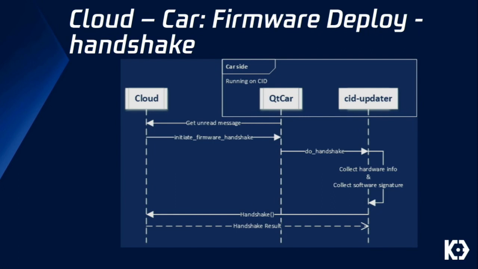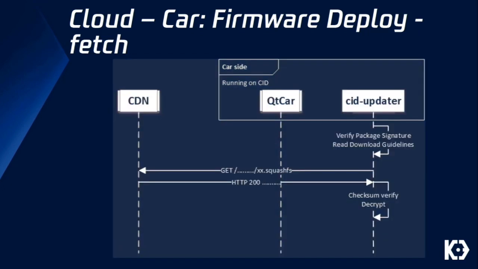After the handshake is completed, it's time to fetch firmwares. So here is the second step. After the CID updater has got the handshake information, it will verify a field called package signature in the handshake result, and the CID updater will check if this signature is correct. And if so, the CID will read what we call download guidelines.